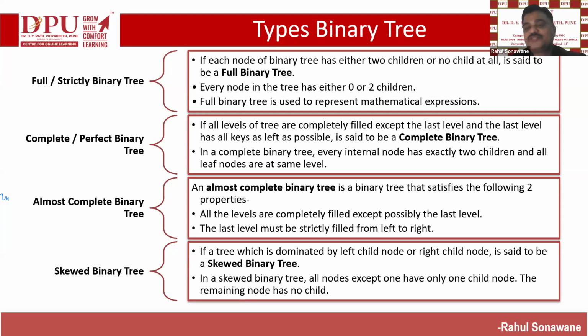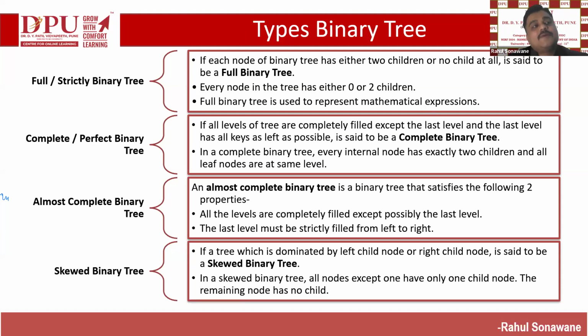Now, where to use such a kind of tree? These are used for representing mathematical expressions. We will see the expression tree at the end of this particular chapter. I hope you are getting the strictly binary tree. The rule is very strict. You either have 0 children or two children. There is no concept of having one child. If you have children, it will be 2, otherwise no children. Such a tree is called a strictly binary tree or full binary tree.